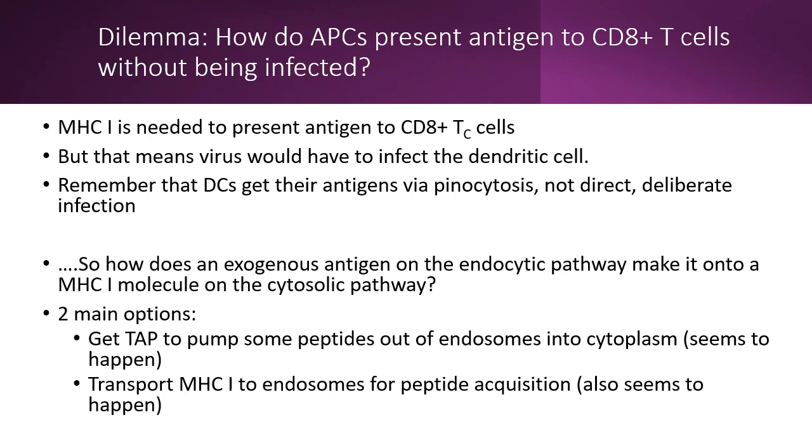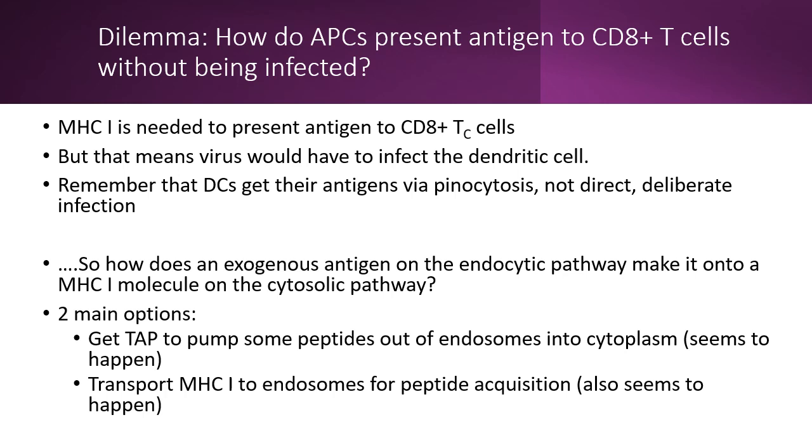So MHC class 1 is necessary to present antigen to CD8 positive T cells, right? I've been drilling this into your head. Everybody's got that? Yes? Okay, good. So that means that viruses would actually have to infect antigen presenting cells. Oh, well, that's not so good.